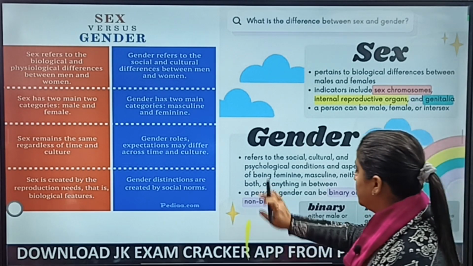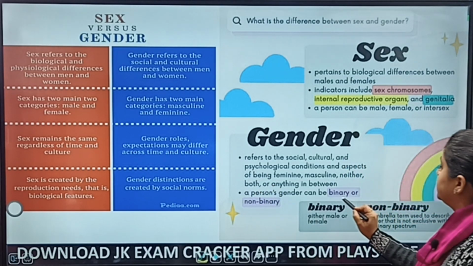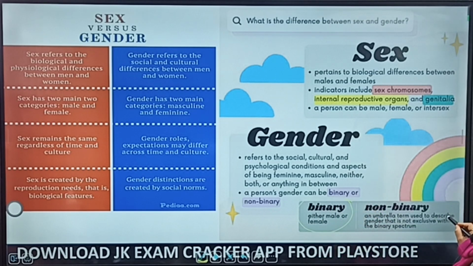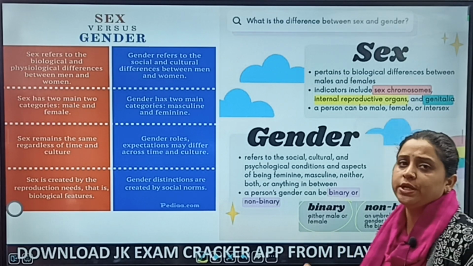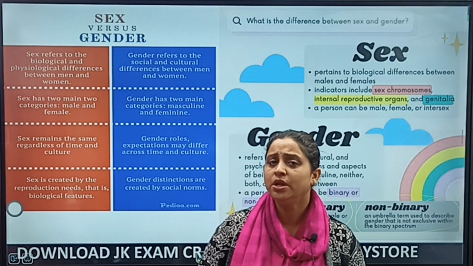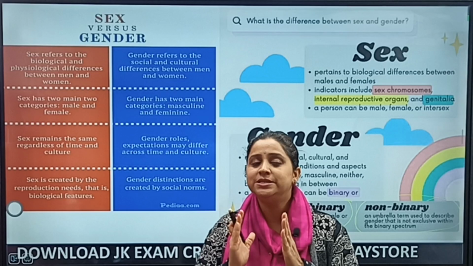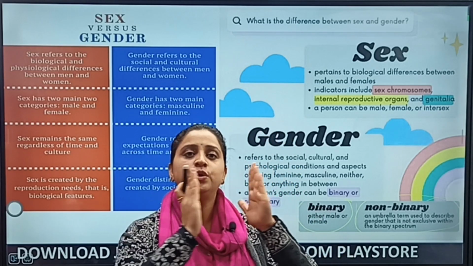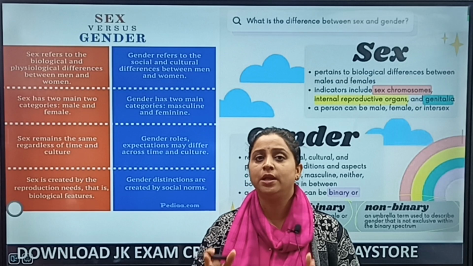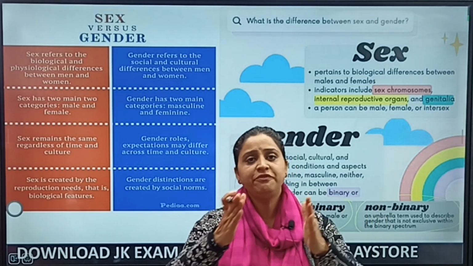Here I want to reiterate, this term is written, sex is binary, meaning only two main categories, male or female. However, gender is an umbrella term which is used to describe gender that is not exclusive within the binary spectrum, because of the sexual orientations. Now what is a sexual orientation? That is, how you are oriented towards the other sex, whether being a male you get attracted to a male or a female.